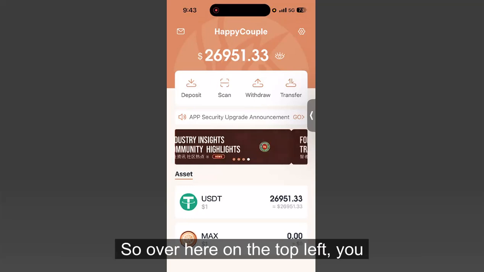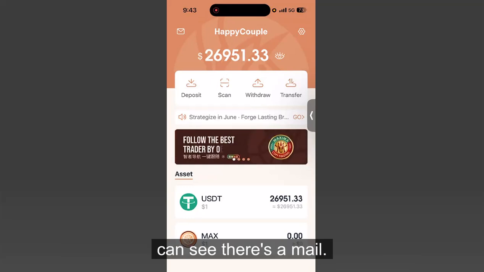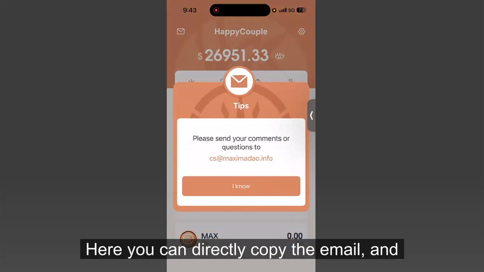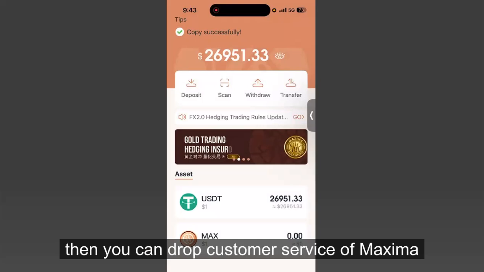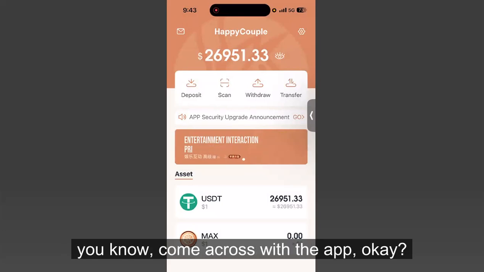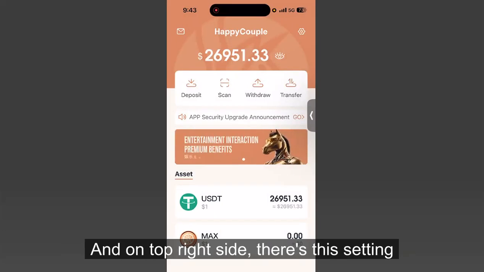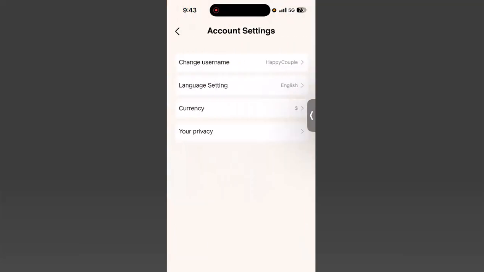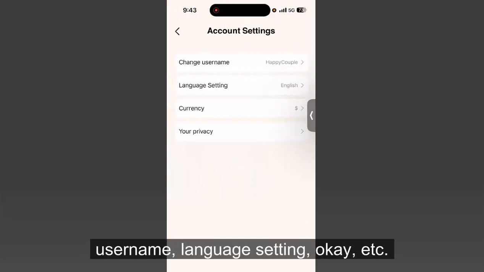Okay, so over here on the top left, you can see there's a mail. Here you can directly copy the email, and then you can drop customer service of Maxima an email regarding any issue that you have come across with the app. And on the top right side, there's this setting button. The setting button is for you to change your username, language setting, etc.